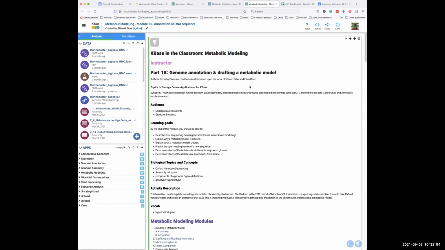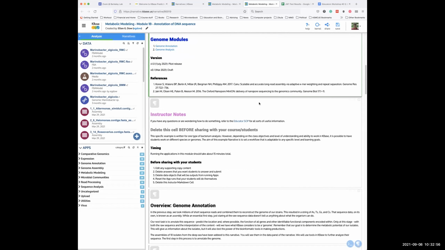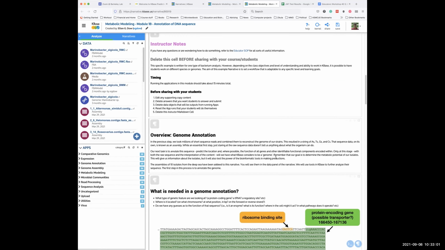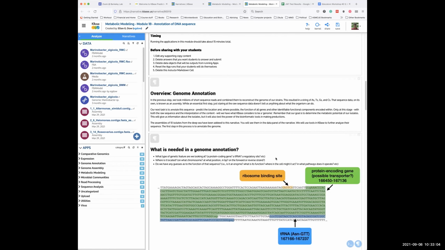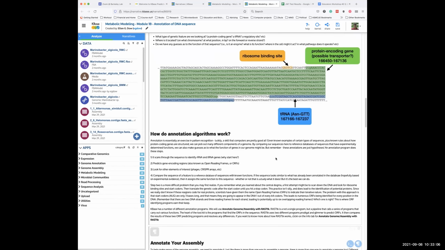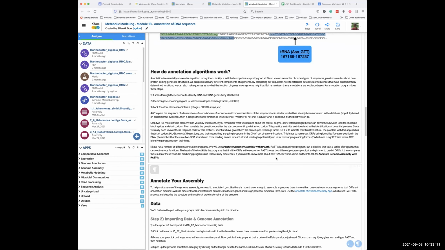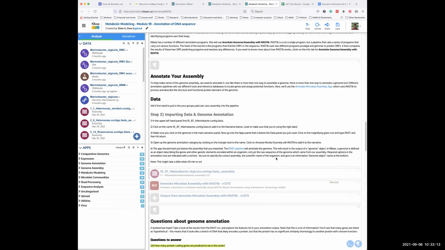All right, so now we've got the assembled sequences. We brought them in, and this goes through an overview of genome annotation, what it does, how it works, how the algorithms work, and just explaining it in really broad strokes, and then what we're going to use. We also talked about how to import data into KBase. Since these were our own sequences, they're not available to the public, but we're sharing them now through these modules. So these are available to anyone.